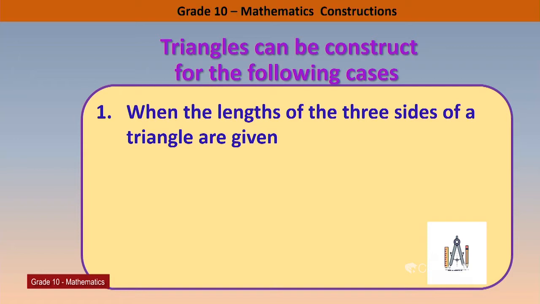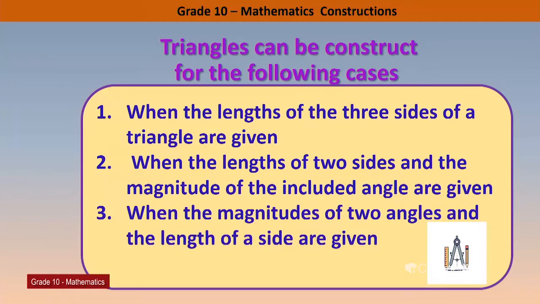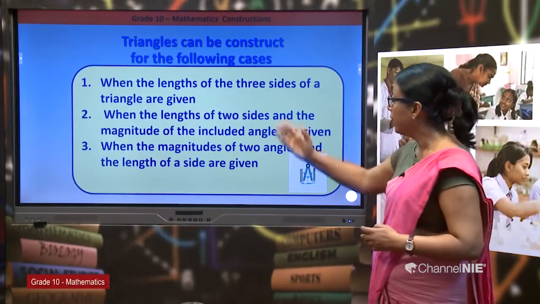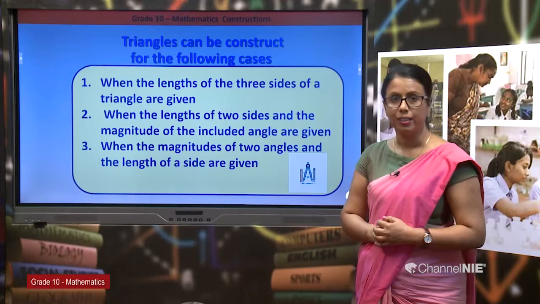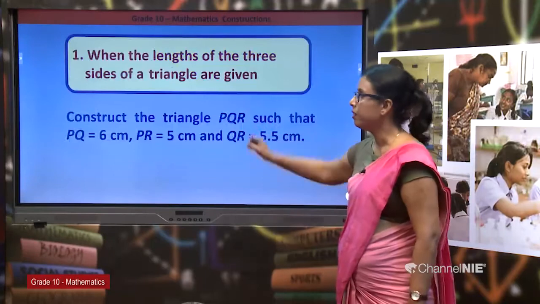Triangle can be constructed in 3 cases. When the length of 3 sides given, when the length of 2 sides and included angle given, when the magnitude of 2 angles and a side given. If I gave you 3 angles, you can't construct triangles. Only these 3 cases we can construct triangles. Okay children, get ready with me. Let's construct triangles.